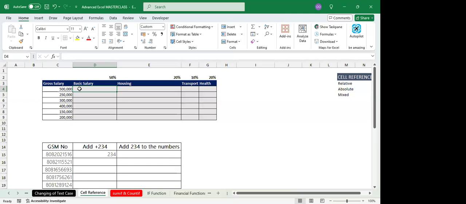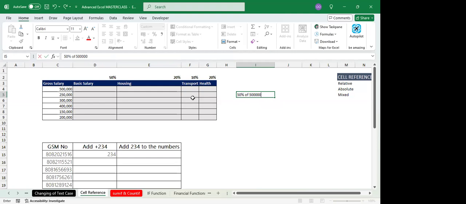Every one of us here will understand this kind of mathematics. This is small mathematics. So it is just to say 50% of 500,000 naira. I'm going to type it here. This is what we're supposed to have: 50% of 500,000 naira. Is that not so? Yes. All right, thank you. So you know that in mathematics, of means multiplication, right?